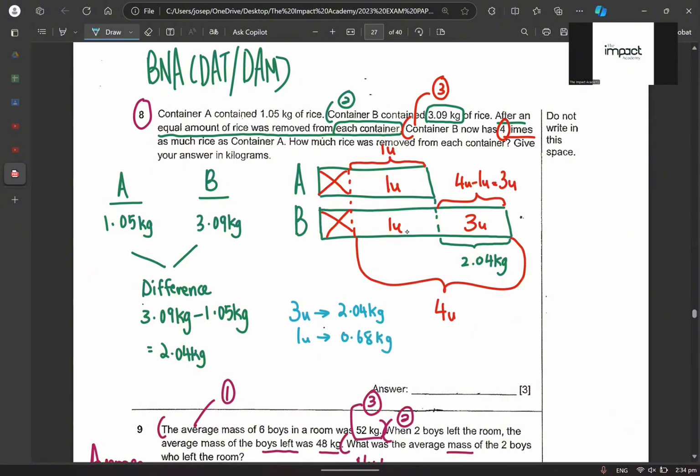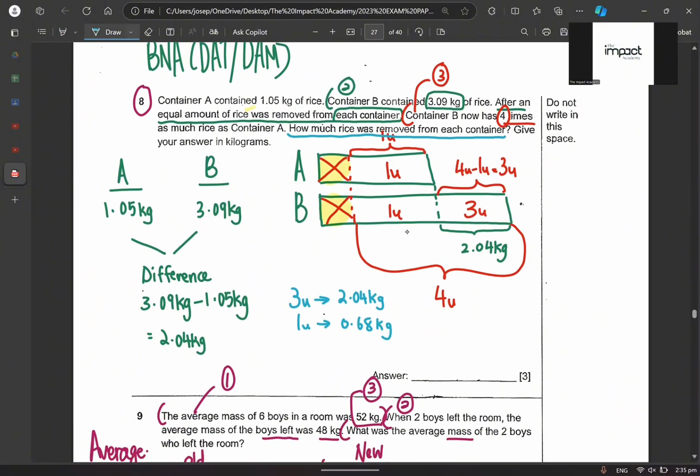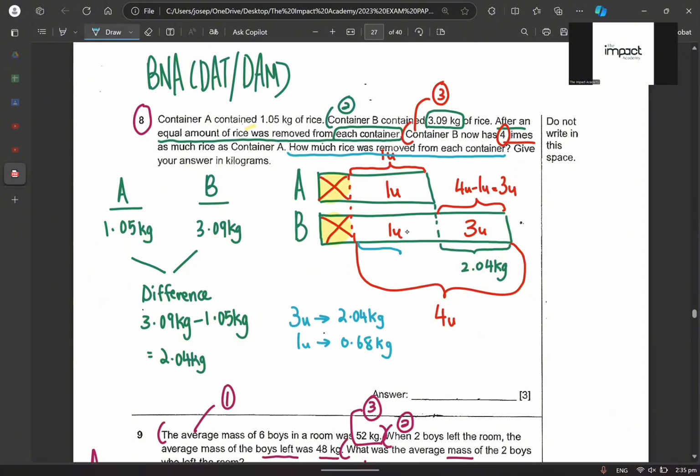Well, once I'm done with this, of course, I want to read the question, right? The question says, how much rice was removed from each container? So they are actually asking us, can you find out this amount? Just find one of it will do because both of them are the same. Isn't that true? So if I say that this over here is 0.68 kg, this also has to be 0.68 kg. And do you recall just now we saw that what?